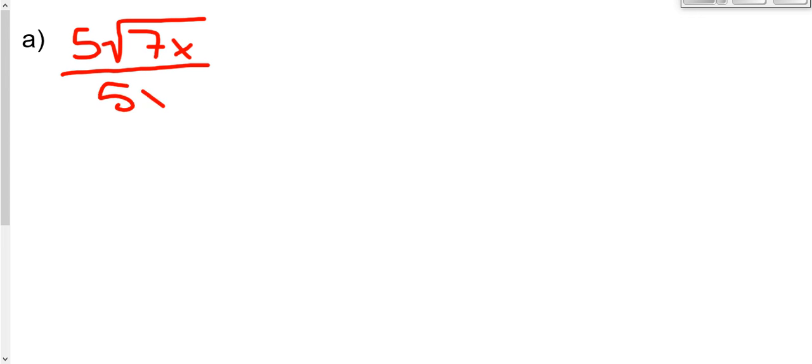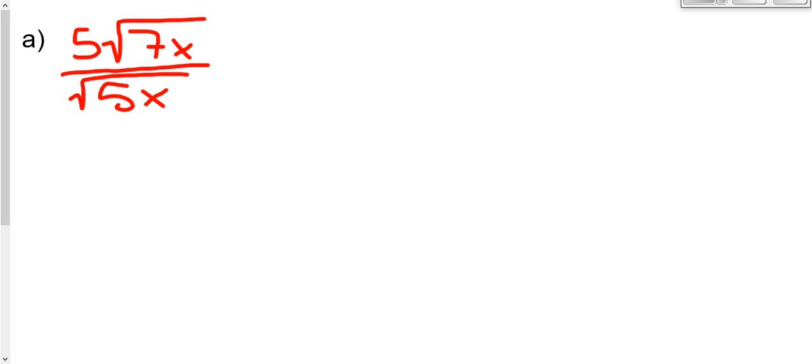The first example of rationalizing the denominator is going to be 5 times the square root of 7x divided by, oh, I'm sorry, the square root of 5x. So what we can do is simplify this as much as we can first, and then we can work to remove the radical left in the denominator.